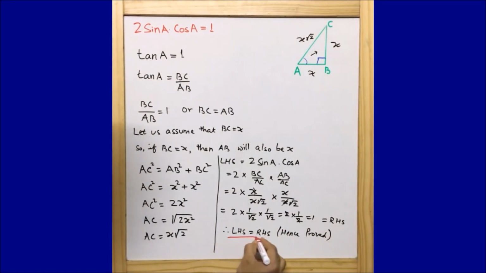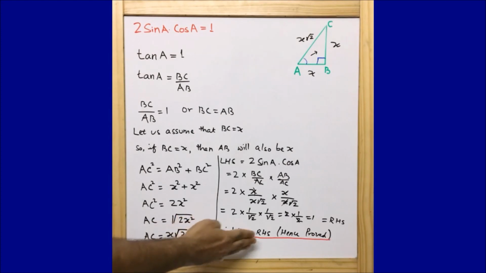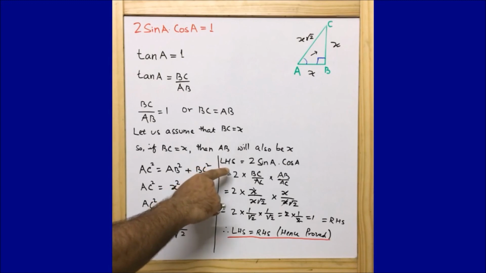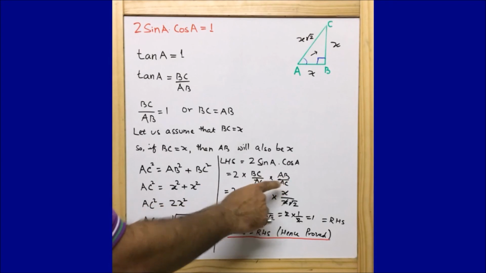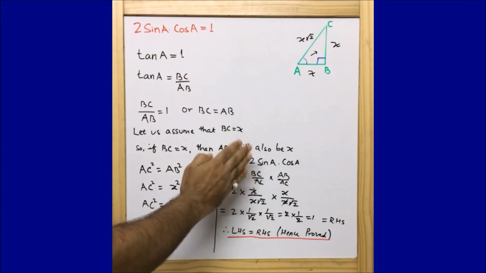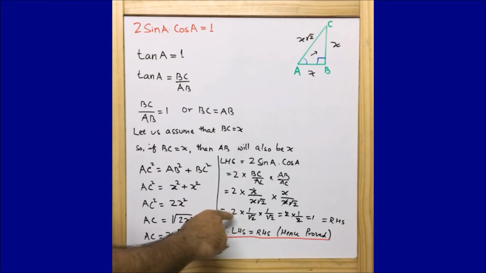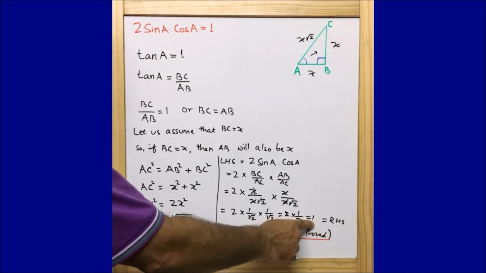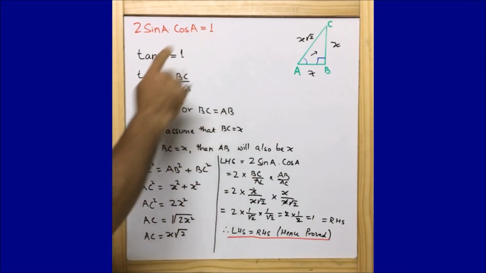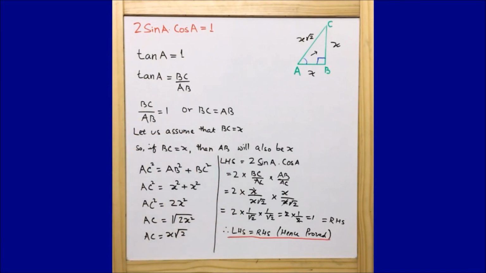That's all, this is what we are looking for. Hope you understood this process or this calculation. It is very easy and very straightforward. I am able to prove that left hand side is equal to right hand side, because for the left hand side I took 2 sin A cos A, which is equal to 2 into BC by AC into AB by AC. Now replacing the values of BC, AC and AB, I am able to solve this equation and I found that it is equal to 1. This is the right hand side. So therefore left hand side is equal to right hand side, hence proved.